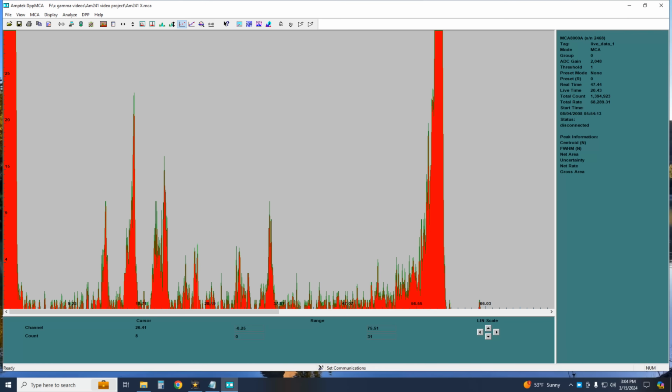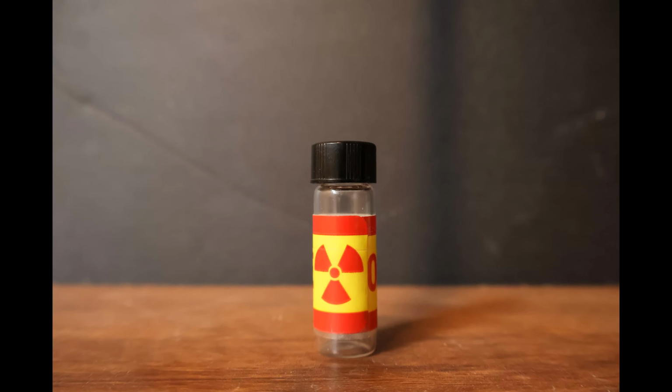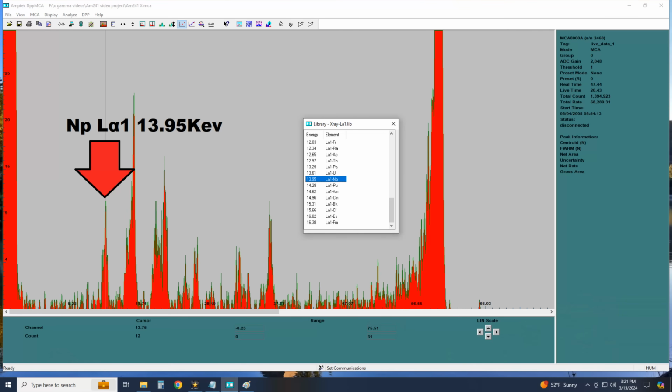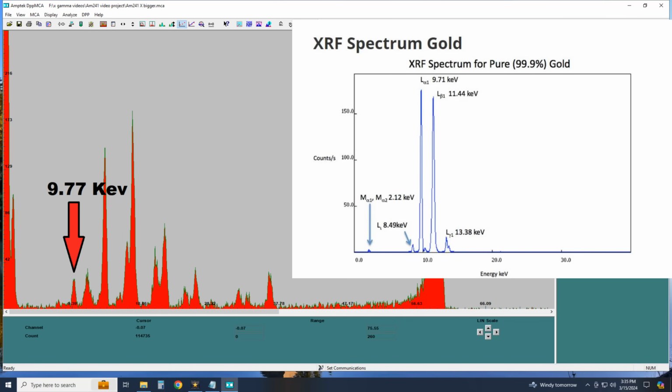But that's not even the biggest peak. This one at 17.7 keV is actually from the L-shell of neptunium-237. Neptunium started to build up in the source, and this one, at about 13 keV, is also a neptunium contribution. Gold from the support can be found glowing in X-ray at 9.77 and 11.44 keV.